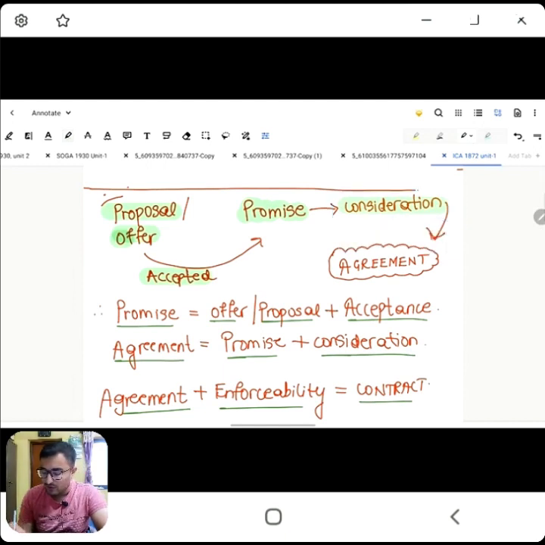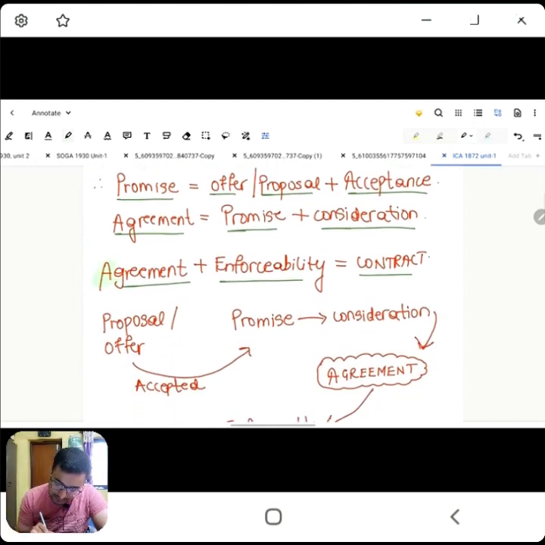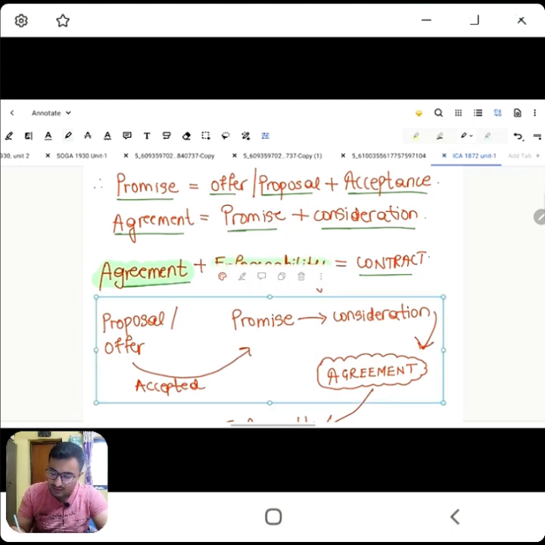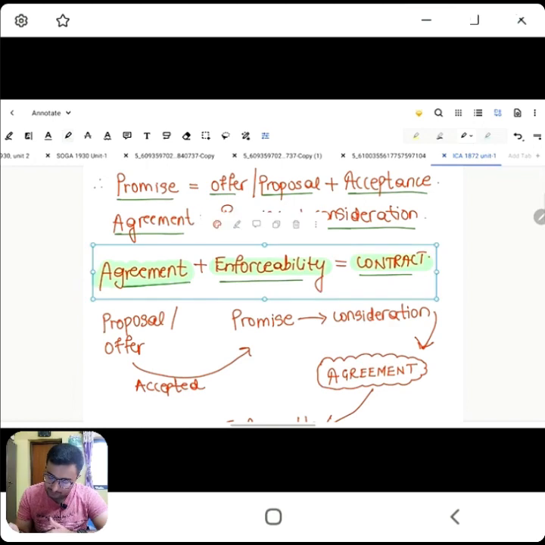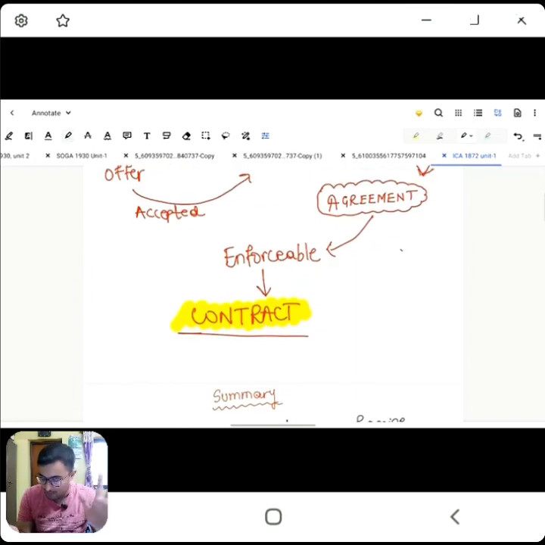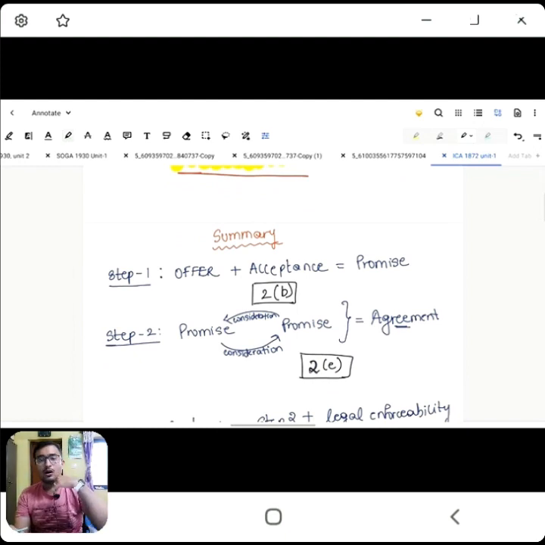What is the other word for consideration? Now, this becomes an agreement, right? Now, will all agreements become contracts? No, all agreements will not become contracts. An agreement which has this one element of legal enforceability, only those agreements will go on to become contracts. Okay, clear. So this is the roadmap of how we end up on contracts.